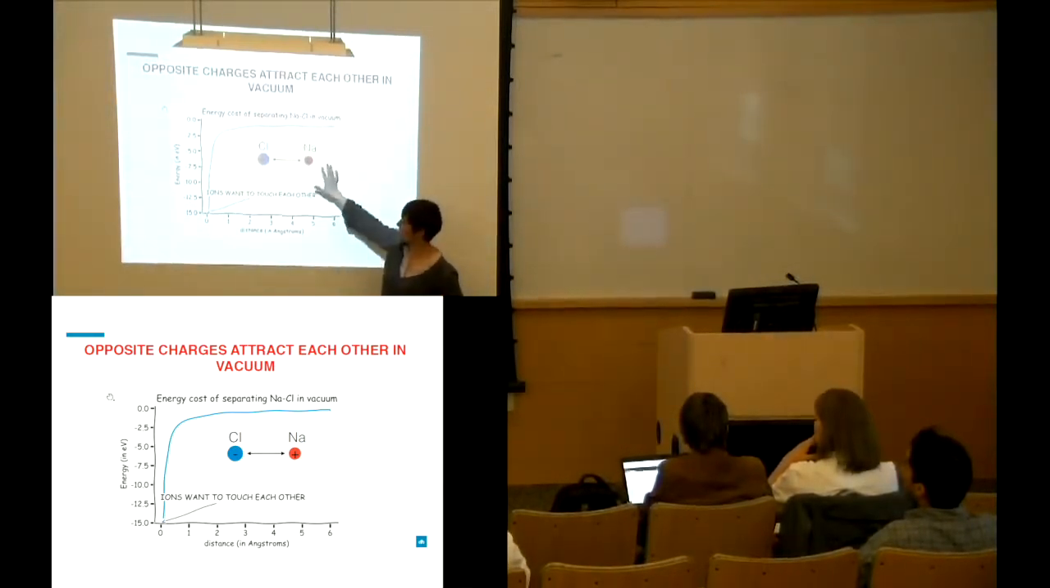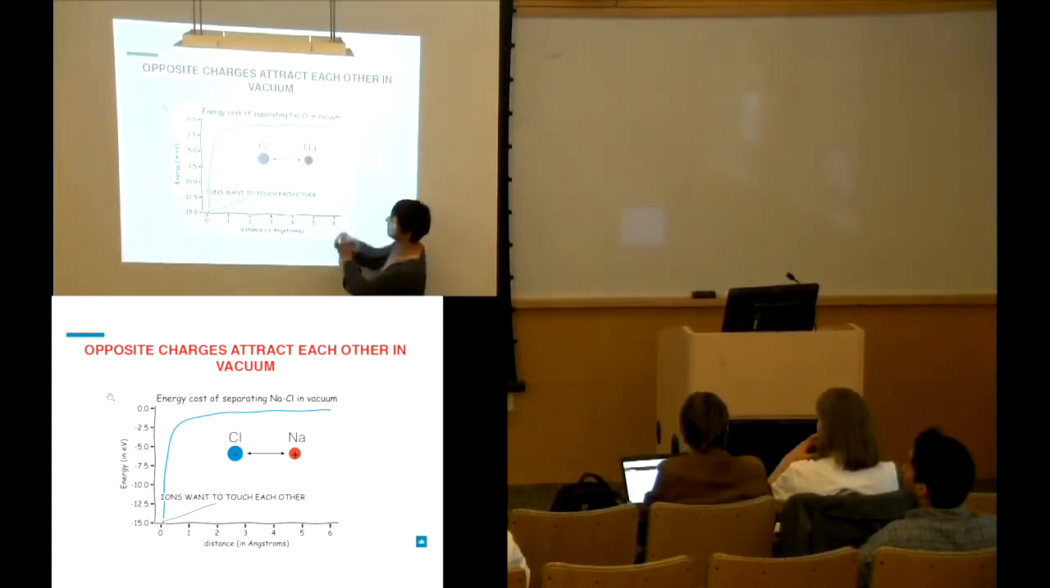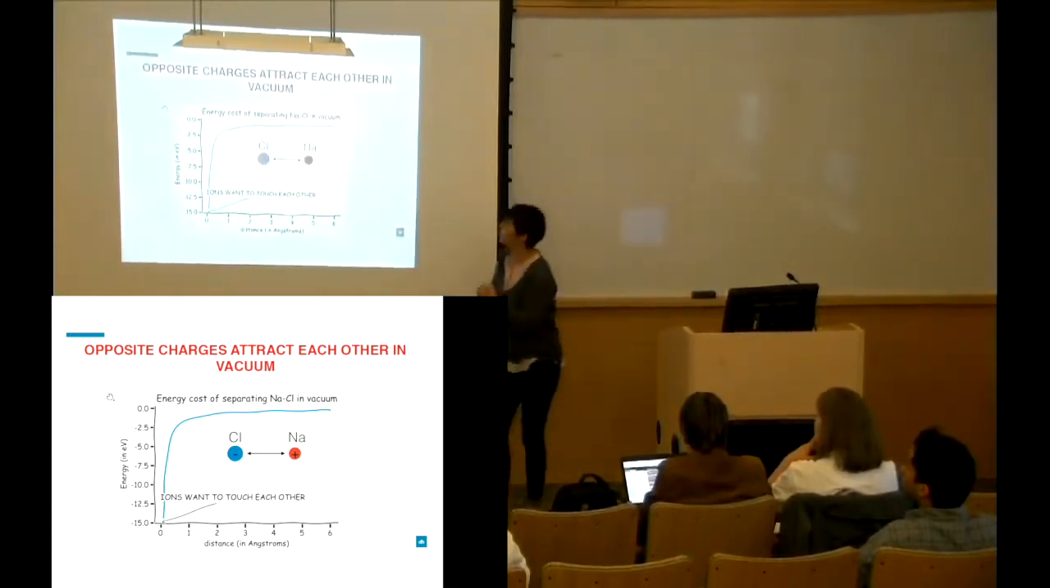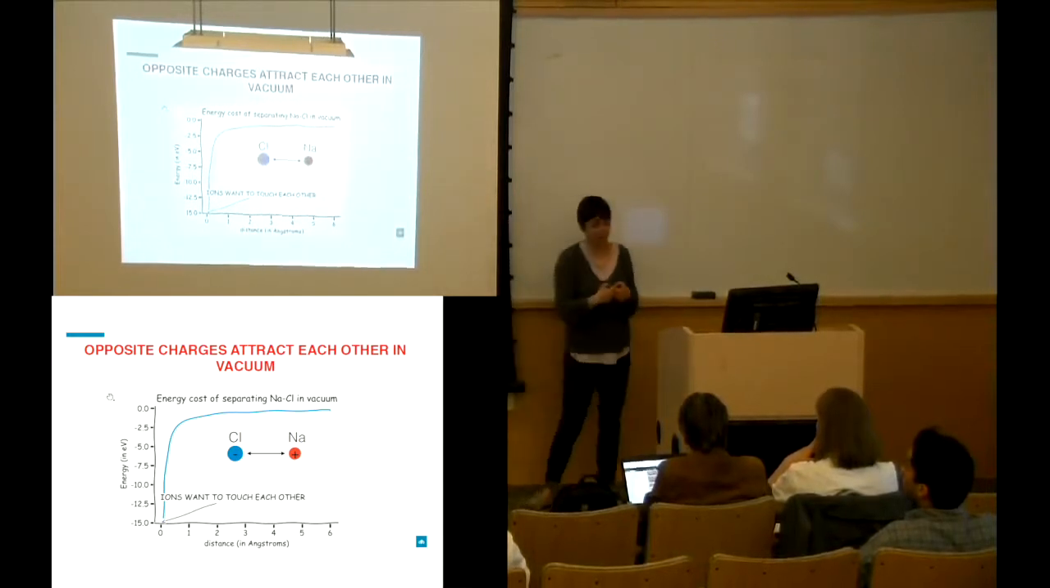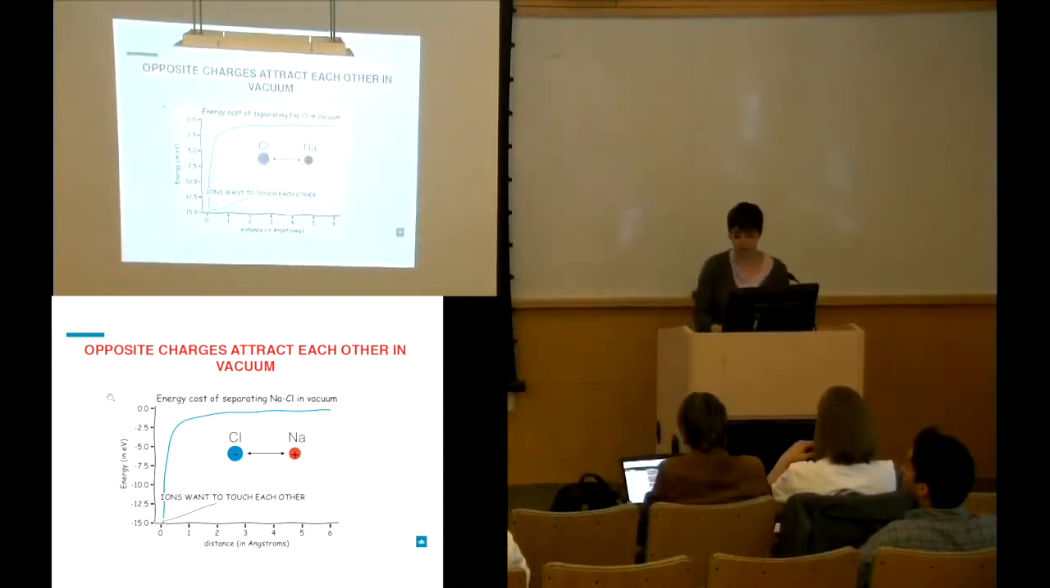And this is basically the electrostatic energy, or the total energy, that it costs to separate two ions, just point ions, forgetting about their size, if they were in vacuum. Basically the ions want to be in exact contact when they are in vacuum, and it costs a lot of energy to separate them. The ions want to touch each other.